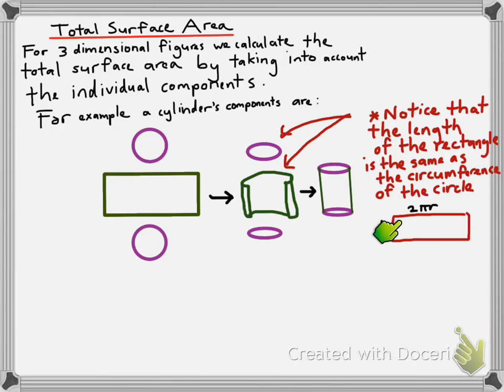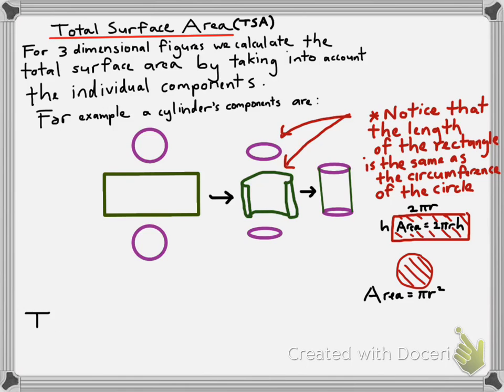And the width of the rectangle is h, which is the height of the cylinder. So the area of a rectangle, which is normally length times width, becomes 2 pi r times h. Likewise, the area of a circle is pi r squared. So the total surface area of the cylinder, the formula is going to be 2 pi r squared, because we have two circles, plus 2 pi rh, the area of the rectangular label that was wrapped around the cylinder.